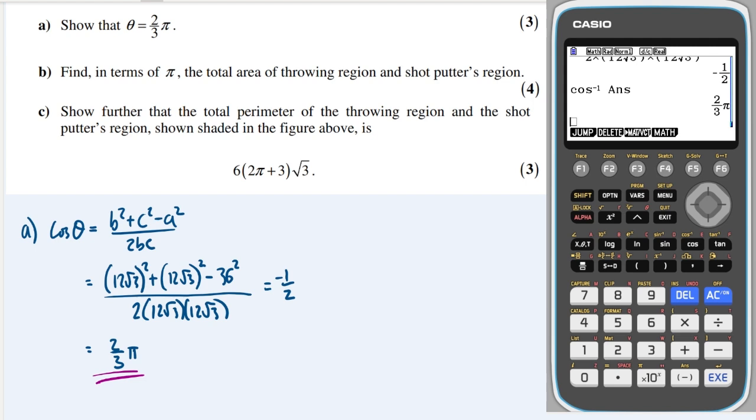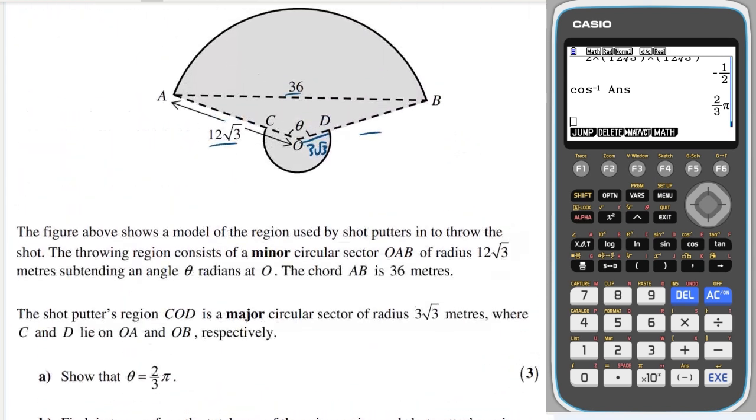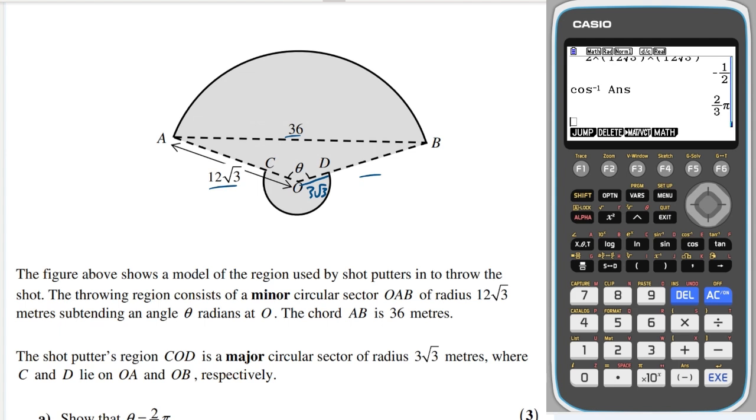Okay, great. Part B, it says find in terms of pi the total throwing area of the region. Okay, well, we have one sector where we know the radius and we know the angle now, and we have another sector where we know the radius and we can work out the angle because it will be the complement of theta.